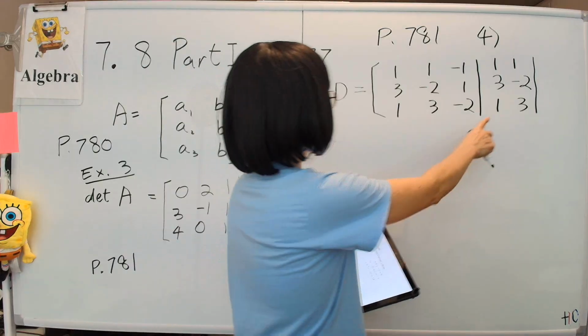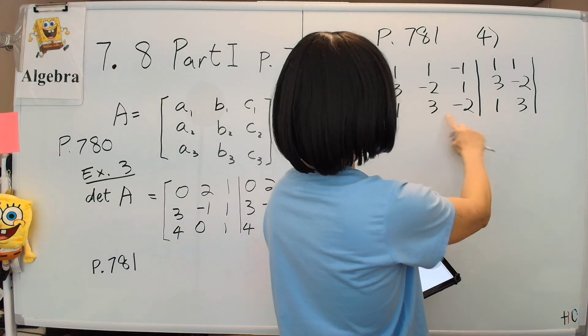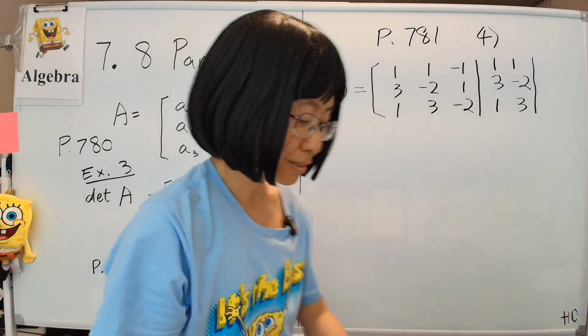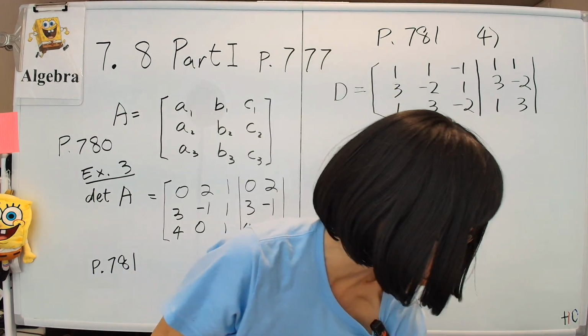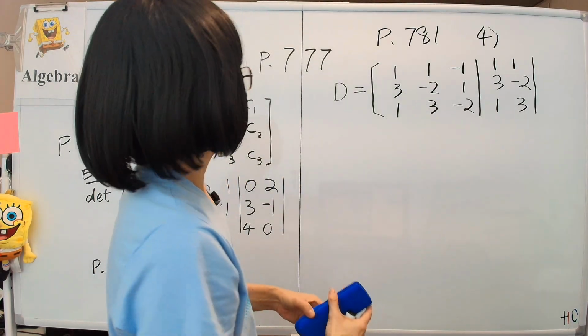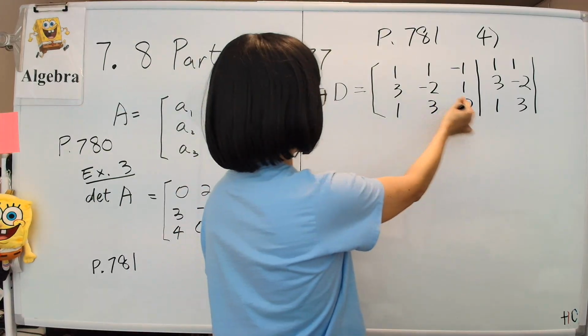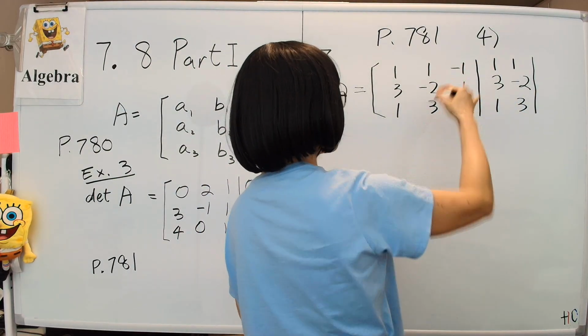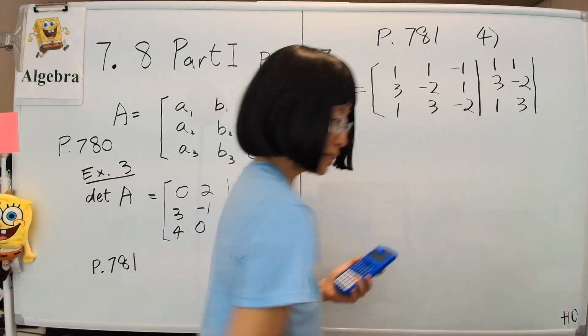I wrote down row 1 here, and repeated row 1 and row 2 here. I think I did okay. And then we can calculate the determinant of this. What is D? We're going to first go down 3 times, and then go back, subtracting, going up 3 times. So let's do that.